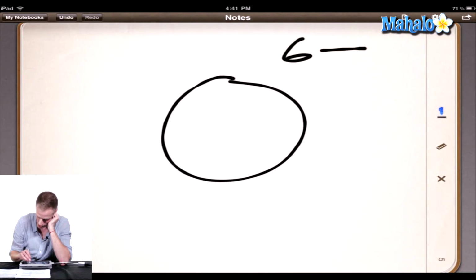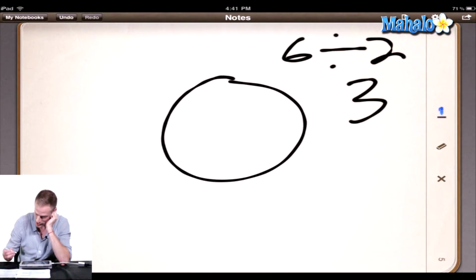Right. And I would take 6 as the diameter of the circle and divide that in half, which would give me 3. And so squared, that's 9. So the area of the circle would be 9 pi. Okay, that's good. You're almost right.